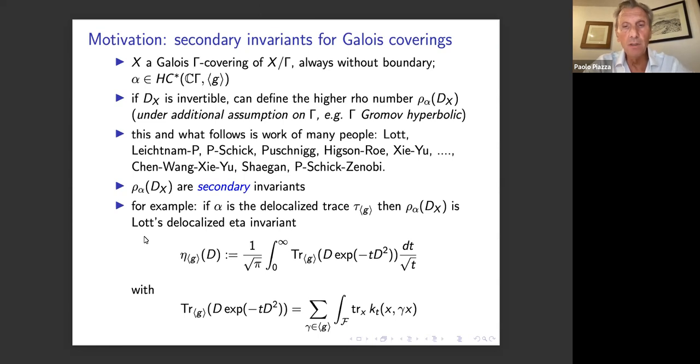So let me give an example. So if we take the delocalized trace, which Guoliang already spoke about this morning, then this higher rho number is nothing but the delocalized eta invariant of Lott, which I define for you here. So D is always our operator, and we take this expression. And of course, there are delicate matters about convergence that you have to solve. And it is here that, for example, you assume that the conjugacy class is of polynomial growth, or the group is Gromov hyperbolic, and so on.